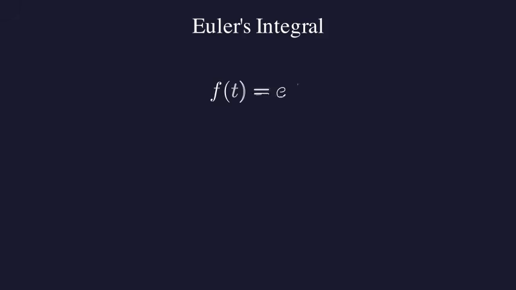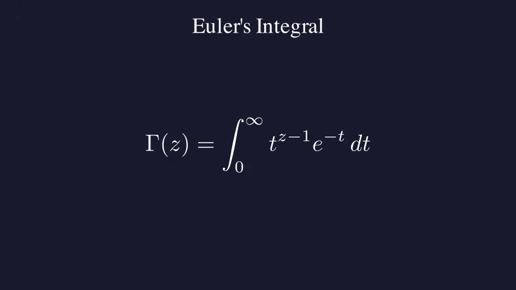We start with the exponential decay function, e to the power of -t. If we take the integral of this from 0 to infinity, the area is exactly 1. Now imagine we introduce a new term to the mix. We multiply the exponential by t raised to the power of z minus 1. This creates the gamma function.